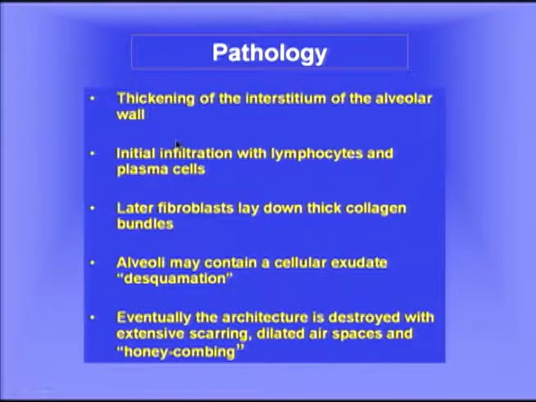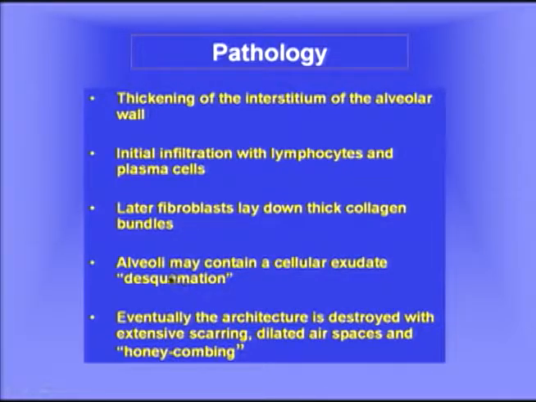Well, as you will gather by now, it has to do with laying down of collagen, fibrous tissue, in the interstitium of the alveolar wall. And so the cardinal feature is thickening of the interstitium of the alveolar wall with collagen. Actually, the initial infiltration occurs with lymphocytes and plasmacytes, apparently, but then you get these fibroblasts laying down these thick collagen bundles.